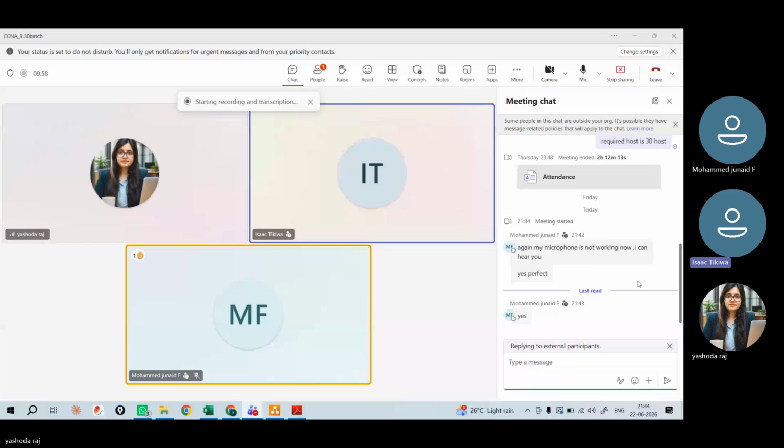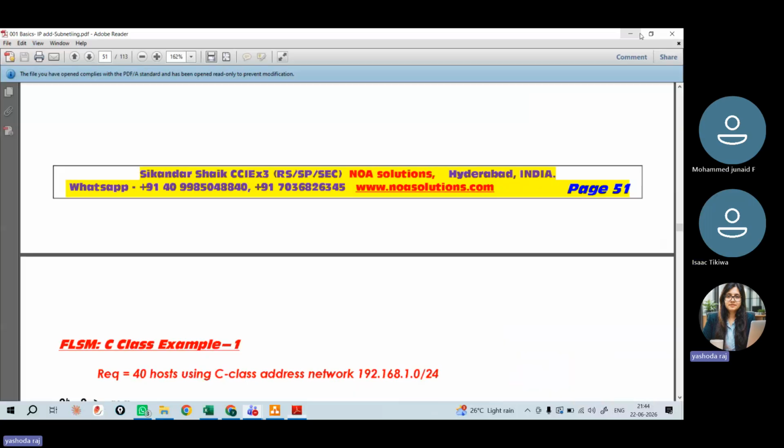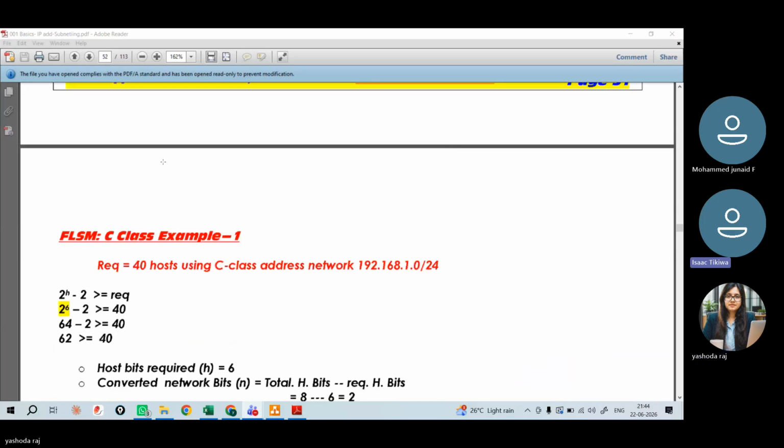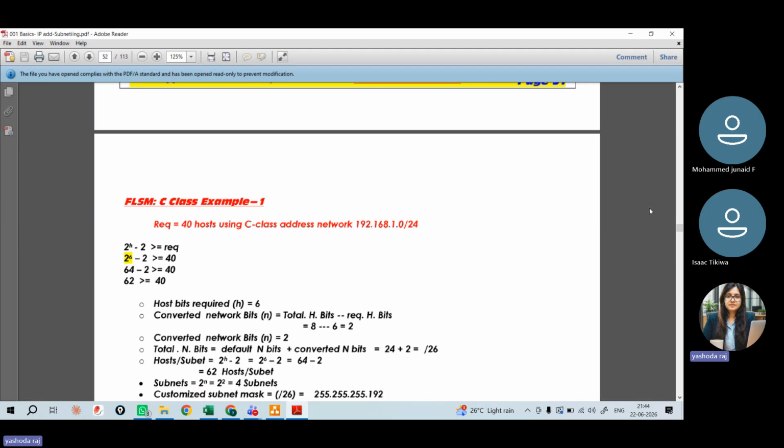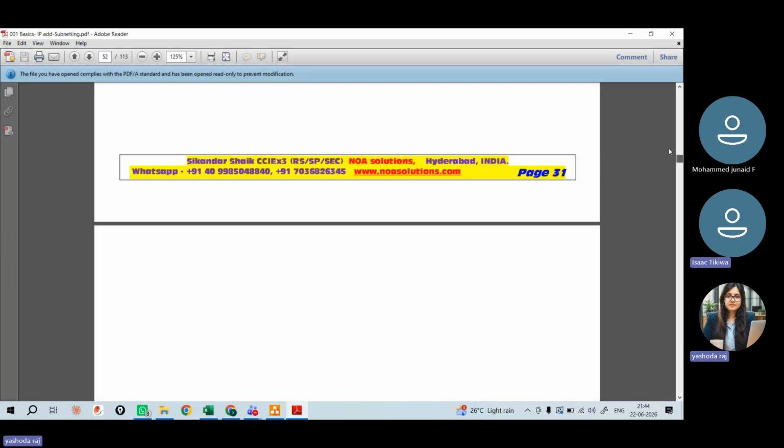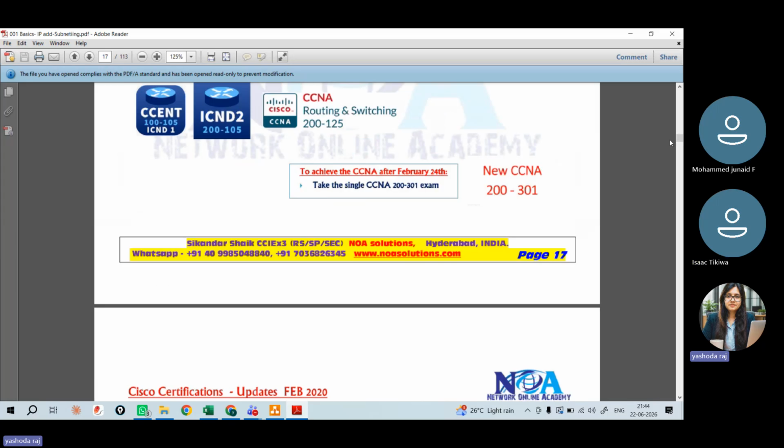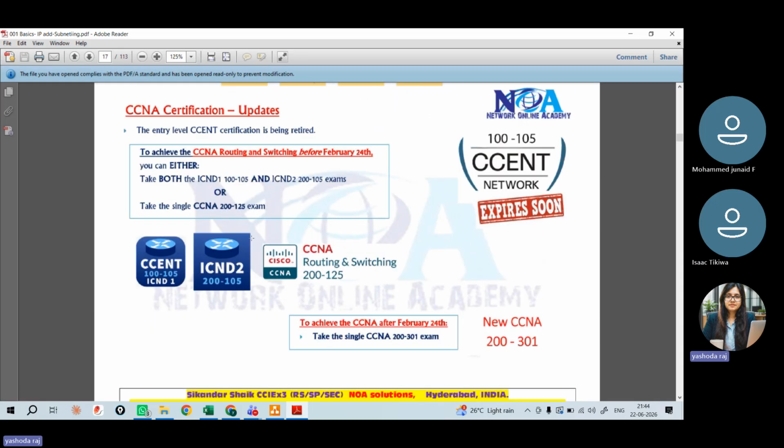How to find how many hosts there are. We're talking about this. You have to understand the conversion of binary to decimal and decimal to binary. These were the things. IP addresses are divided into two parts: the network portion and the host portion, and the default subnet mask.